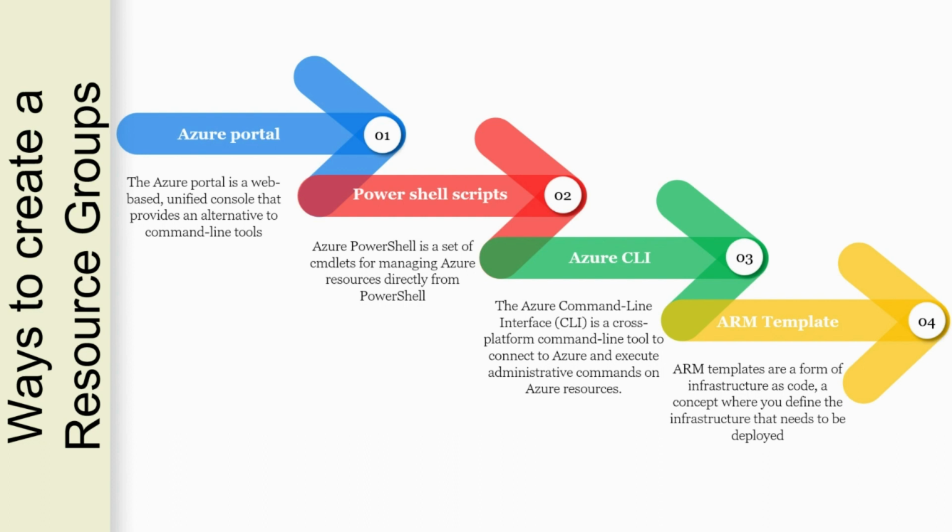The fourth and final one is the use of ARM templates. These ARM templates are a form of infrastructure as code, a concept where you define the infrastructure that needs to be deployed. ARM, otherwise called Azure Resource Manager templates, use declarative syntax, meaning you define the resources for Azure to deploy without specifying how the resources are created.